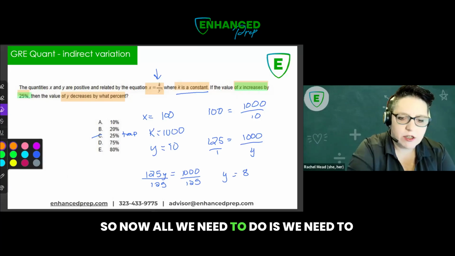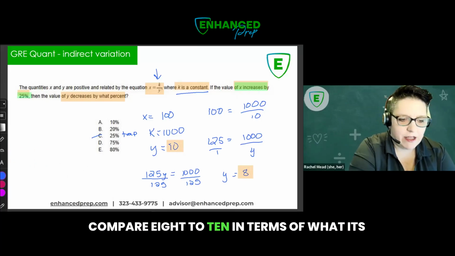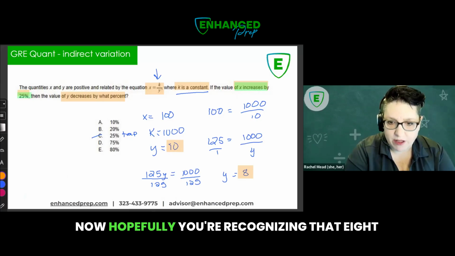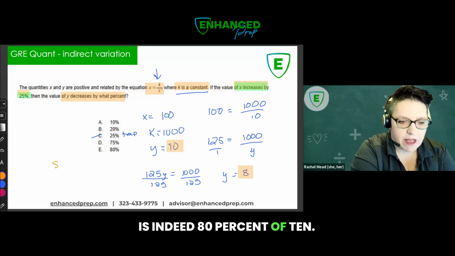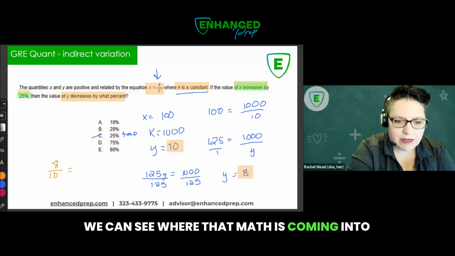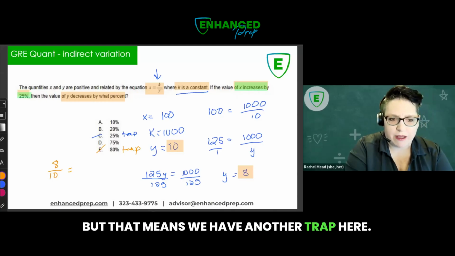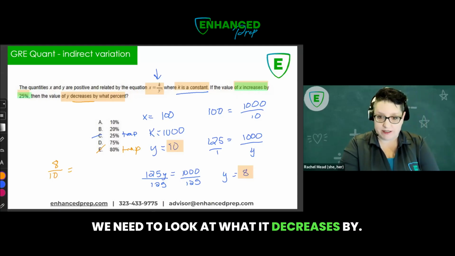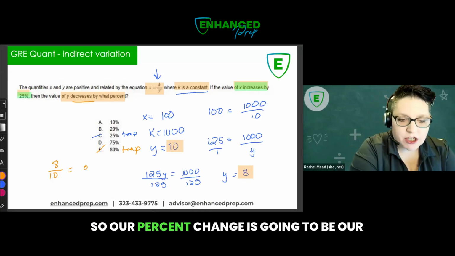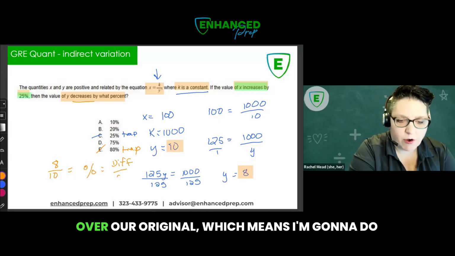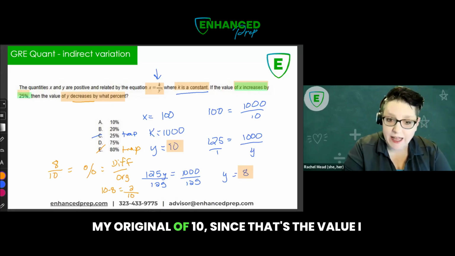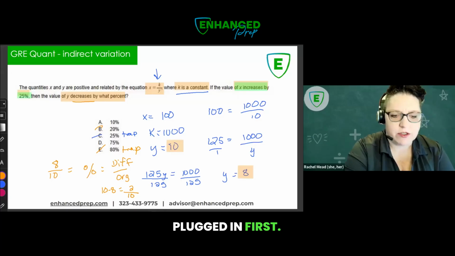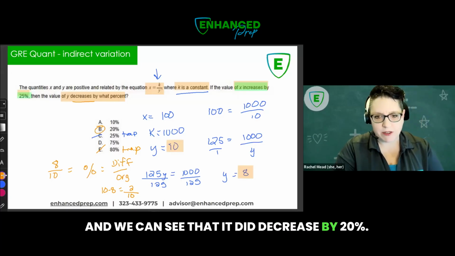So now all we need to do is compare 8 to 10 in terms of what its change is. Now, hopefully you're recognizing that 8 is indeed 80% of 10. We can see where that math is coming into play, but that means we have another trap here. We need to look at what it decreases by. So our percent change is going to be our difference over our original, which means I'm going to do 10 minus 8 for a difference of 2, over my original of 10, since that's the value I plugged in first. And we can see that it did decrease by 20%.